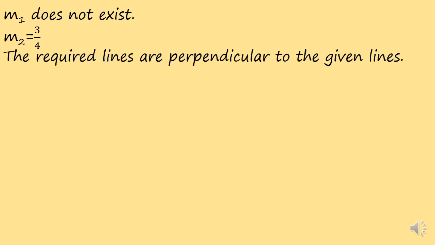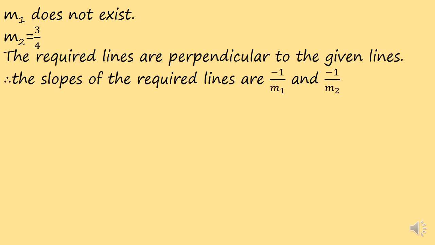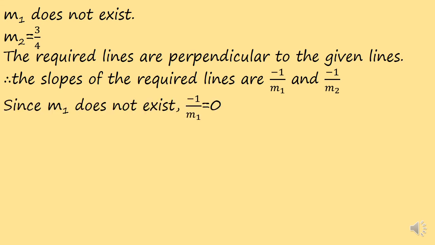Now, the required lines are perpendicular to the given lines. So the slopes of the required lines are minus 1 upon m1 and minus 1 upon m2. Now, minus 1 upon m1. m1 does not exist. That means the value of m1 is infinity, we can say. So minus 1 upon infinity is 0. So the slope of the first line is 0. And the slope of the second line, minus 1 upon m2, becomes minus 4 upon 3. So these are the slopes of the required lines.